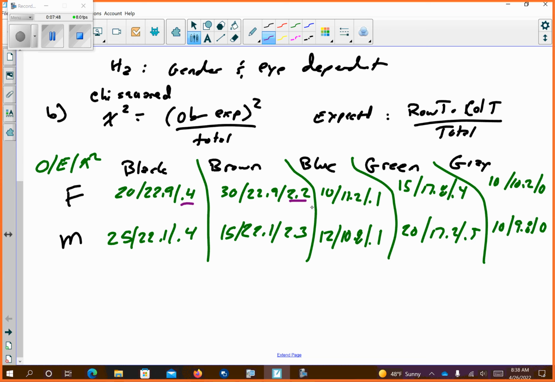All right, so find chi-squared. How do we find chi-squared? How do we find this chi-squared value? What do we do?